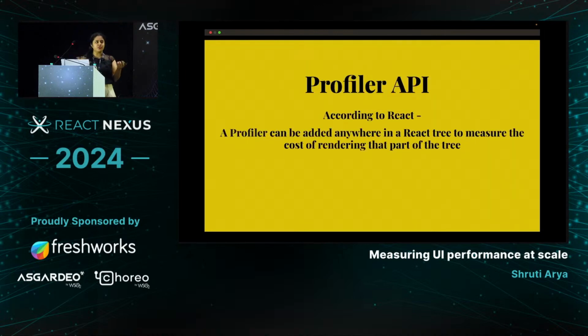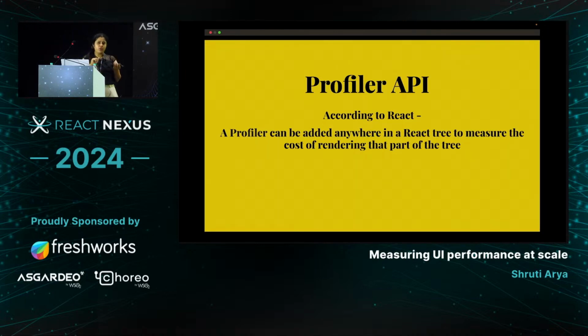How many of you have used Profiler API? Wow, here I have a good number now. Even if you haven't used it, you should check it out. It's again a very powerful tool. According to React, a Profiler can be added anywhere in a React tree to measure the cost of rendering that part of the tree. It's a very, very powerful API, and it's going to give you, component-wise, the performance implication of that particular component.